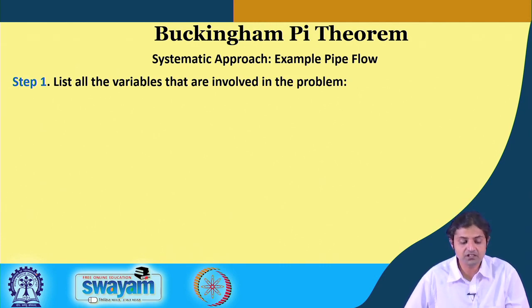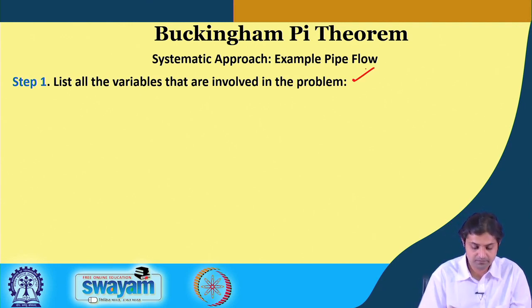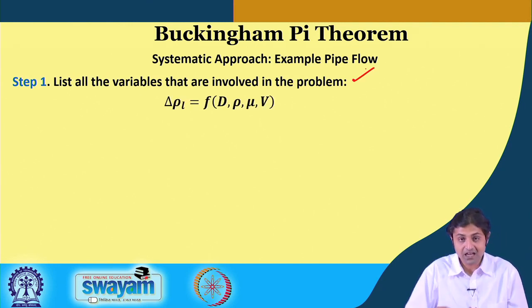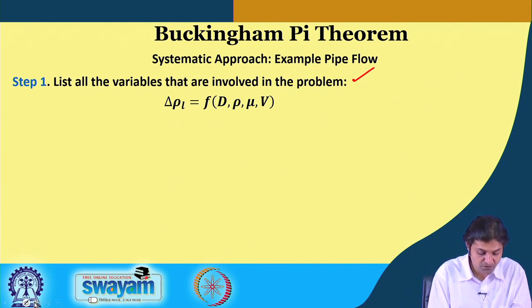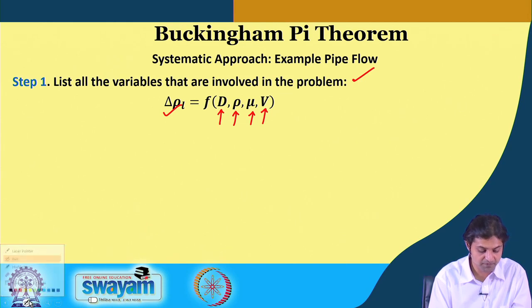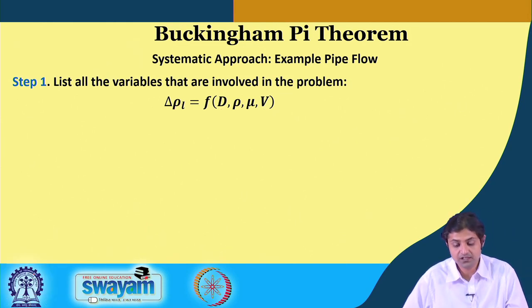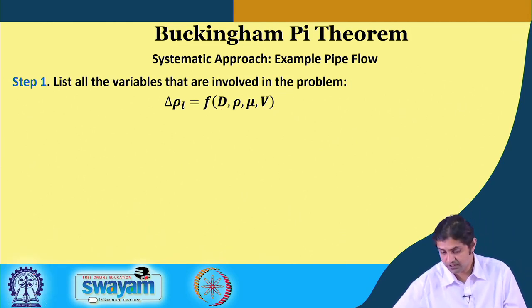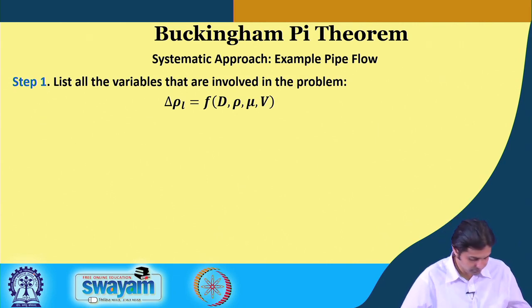So, step 1 is you have to list all the variables that are involved in the problem. In our case, we know that listing the variables was: one is pressure per unit length, something that needs to be found out. Then there is a diameter d, there is the density rho, then there is viscosity mu and the velocity v. So, first step we have done, we have listed all the variables that are involved in the problem.